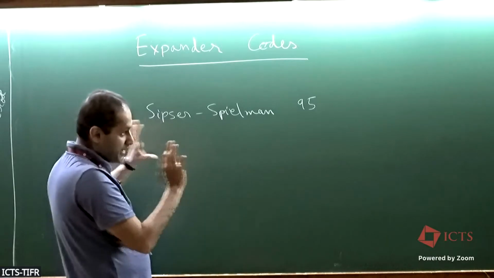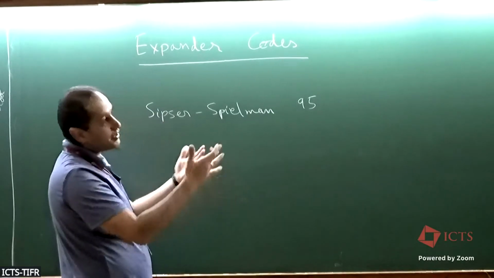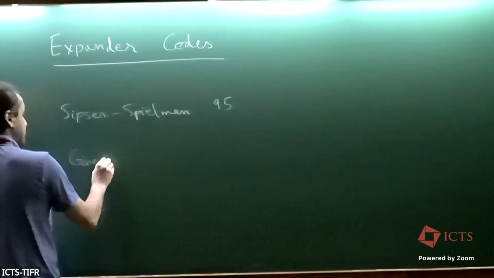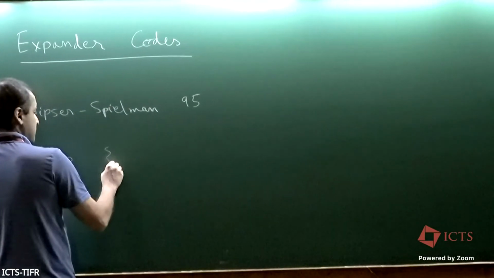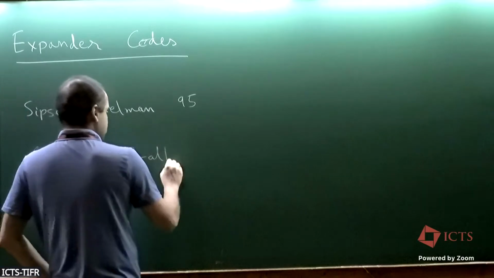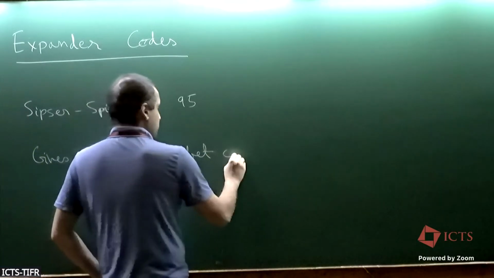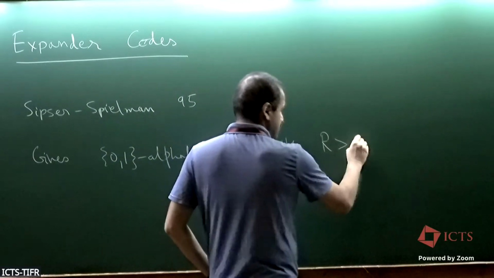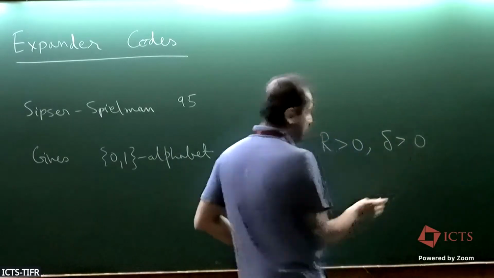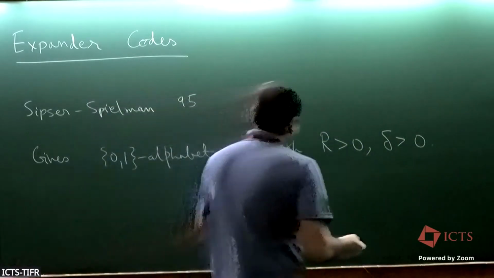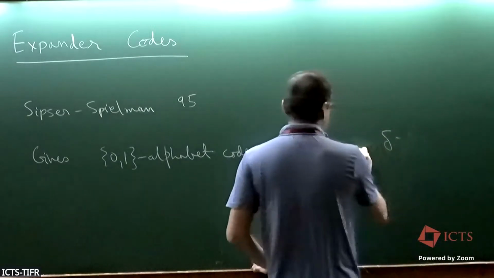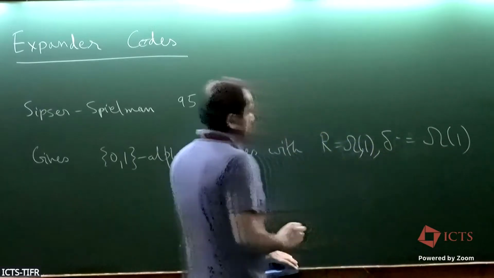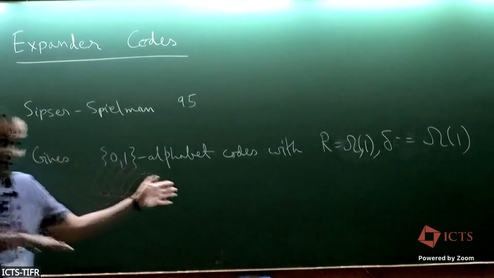But the main aspect is that it is a route to constructing codes with positive rate and positive relative distance. So it gives binary codes, so 0, 1 alphabet codes, with rate positive and relative distance positive. By that I mean Omega(1) really. We have not seen such codes yet.